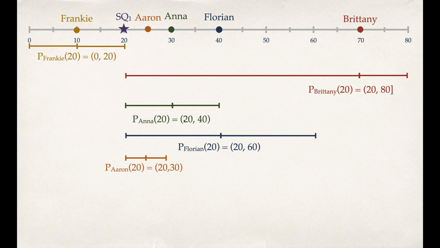Anna prefers everything between 20 and 40, non-inclusive. Florian, everything between 20 and 60, non-inclusive. And Aaron, everything between 20 and 30, non-inclusive. So here are everyone's preferred-to sets.